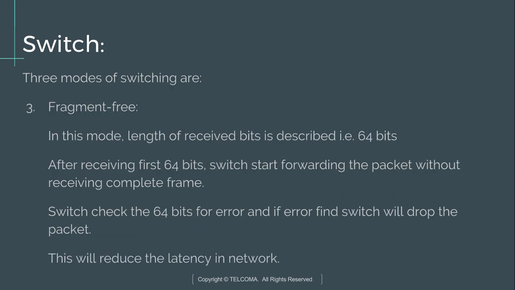The next is fragment free mode. In this mode, the length of the received bits is decided: it will only receive the first 64 bytes, and after receiving them, it starts forwarding the packet to the destination without receiving the complete frame. The switch checks those 64 bytes for errors, and if an error is found, it will drop the packet, and this reduces the latency in the network. So it is an efficient method to send packets in a network. So the switch uses the fragment free mode to send the packet in a network.